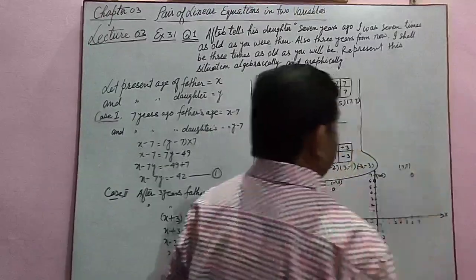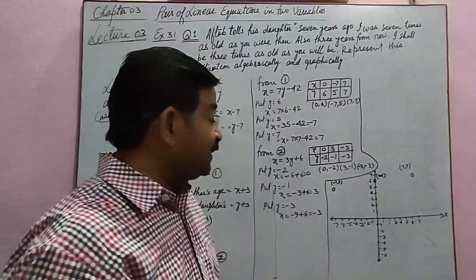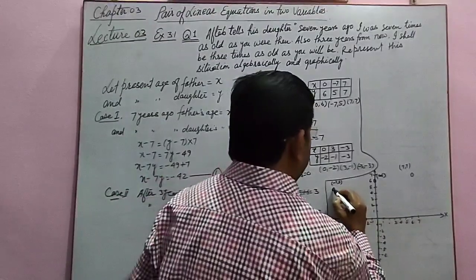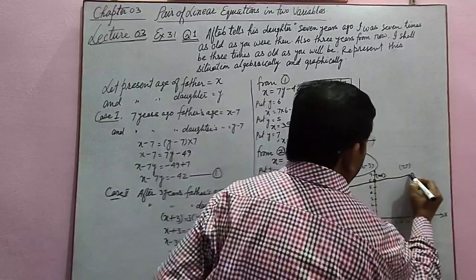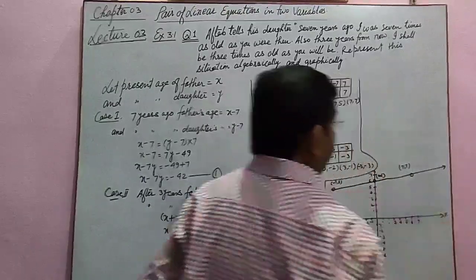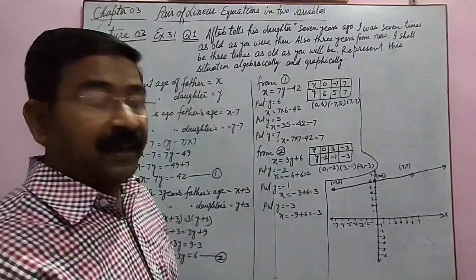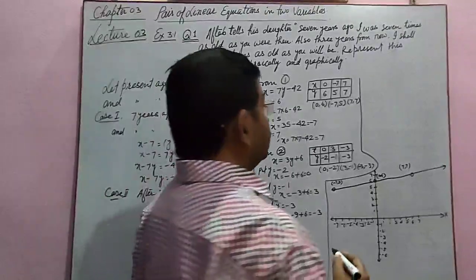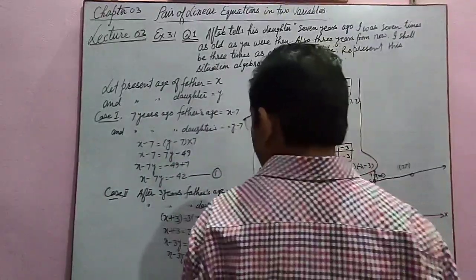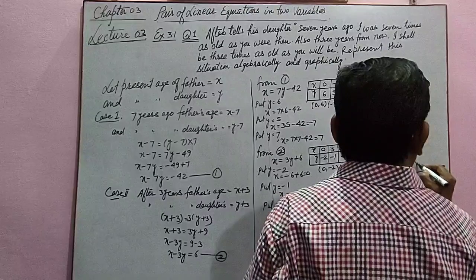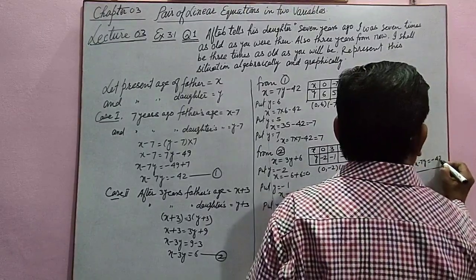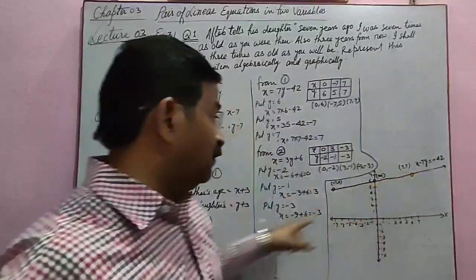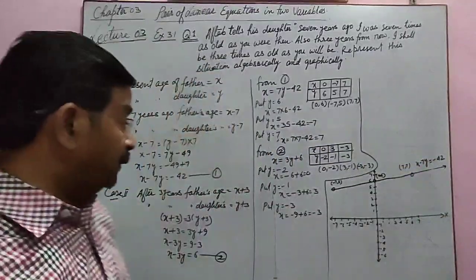7, 7. Alright. Now let's see. Join all these 3 points. You will see that the 3 points are in the same straight line. And after this, write the equation here. What was the equation? X minus 7y is equal to minus 42. Means this line is represented by this equation.